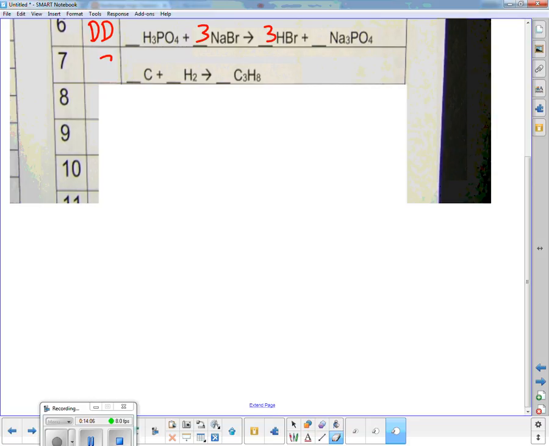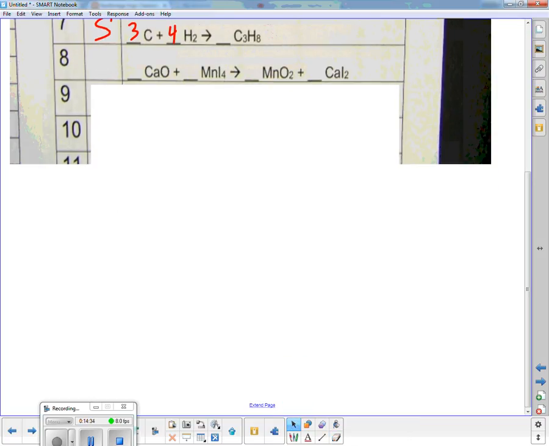Synthesis, good. So synthesis, and I've got just carbon and hydrogen. So I've got 1 carbon, 3 carbons, put a 3. I've got 2 hydrogens, 4 hydrogens, put a 4. We're done. Some of them you can do without writing down. The more difficult ones you'll want to make sure you write down. Okay, what type is this one? Double displacement, DD.